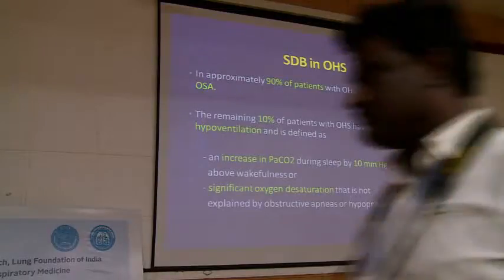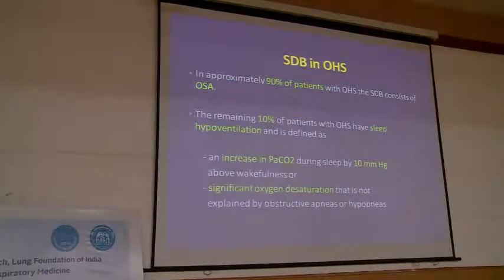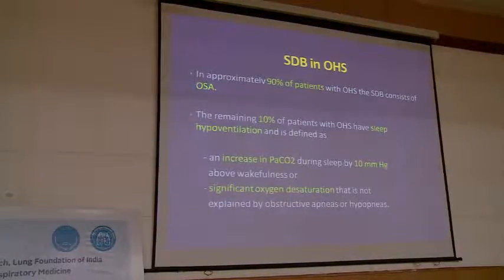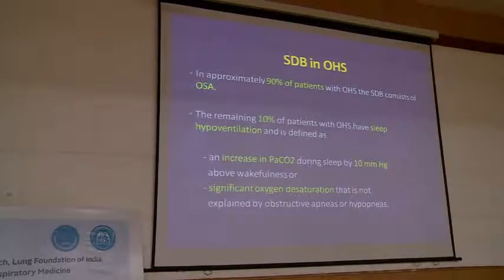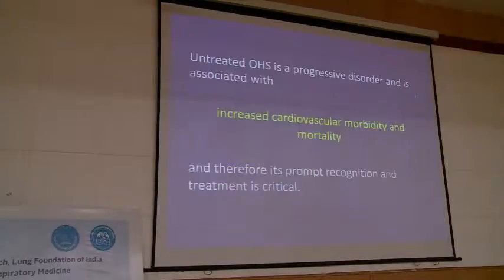So what do we mean by sleep hypoventilation? So if you do a patient's ABG and if the PCO2 is 46 when awake, and when the patient goes to sleep and you do an ABG, and if the PCO2 increases by 10 or more, that means PCO2 which was 46 while awake becomes 56 or more, then this is diagnostic of sleep hypoventilation. Also, if the patient has sleep hypoventilation, then during sleep study, patient should not be having apneas or hypopneas, but despite that, there is desaturation. So if these two things are happening, then we diagnose this patient to be having central hypoventilation.